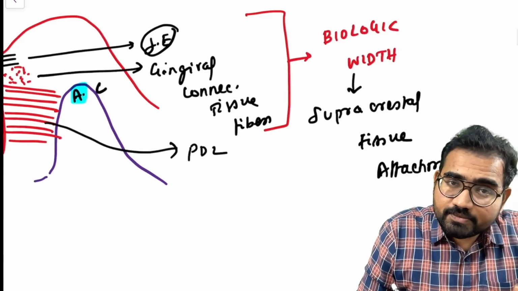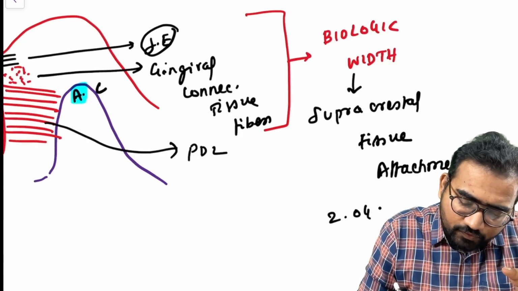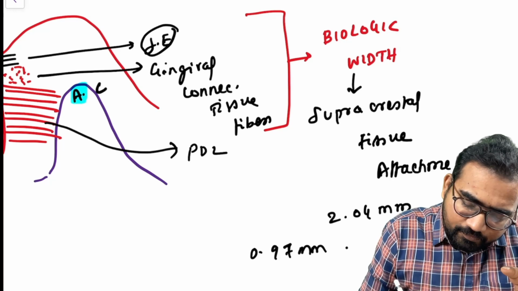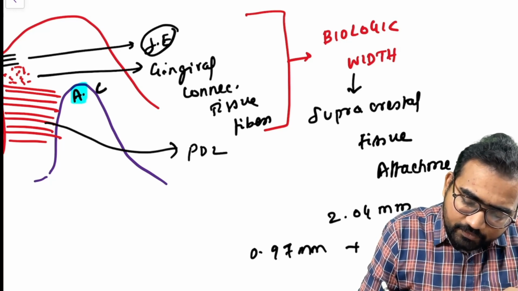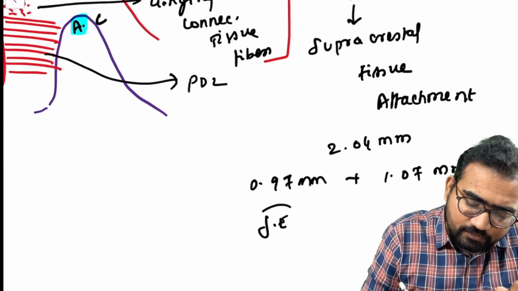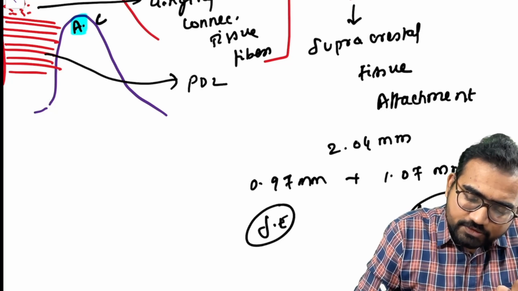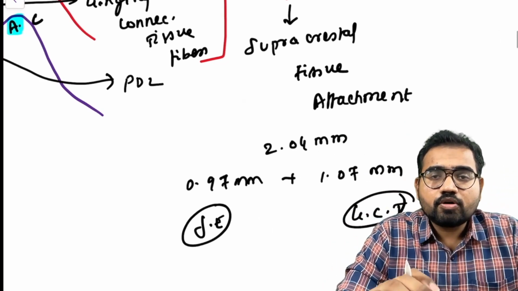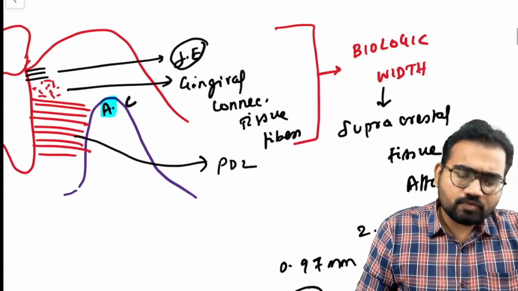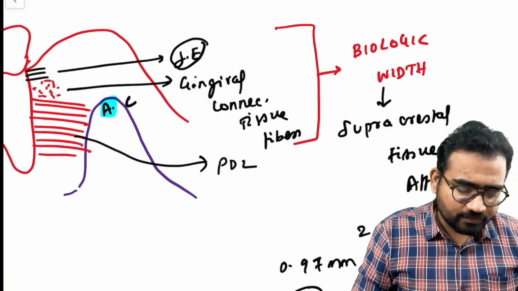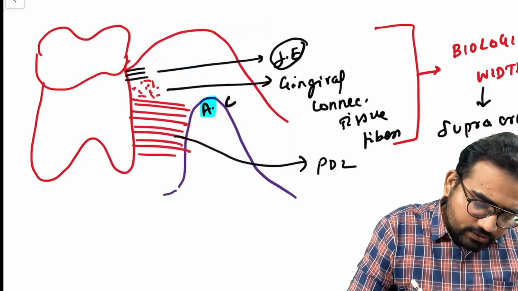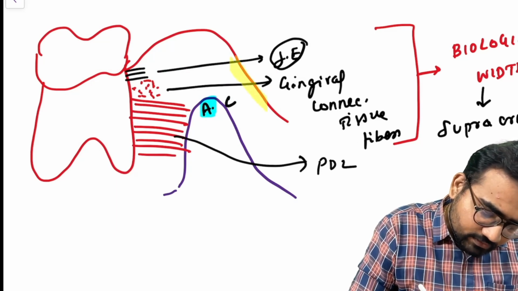What is a normal biological width? Excellent, 2.04 mm: 0.97 mm plus 1.07 mm. So this is junctional epithelium, this is gingival connective tissue fibers. So you should always be familiar with the new terminologies, right? So what is the significance is very simple. See, this portion of the gingiva is attached gingiva, right? This is your attached gingiva.